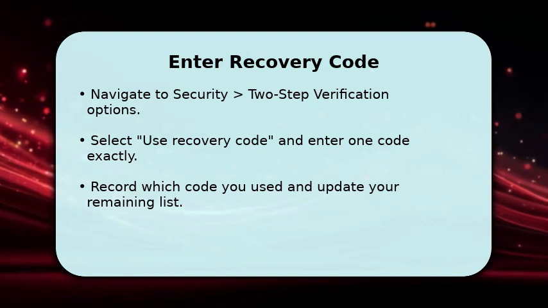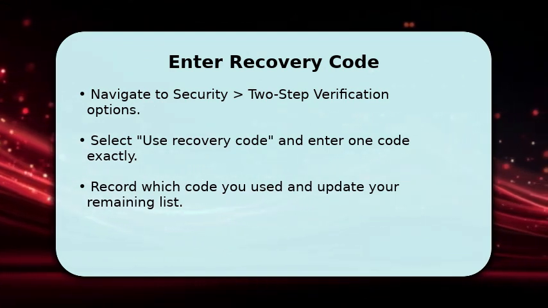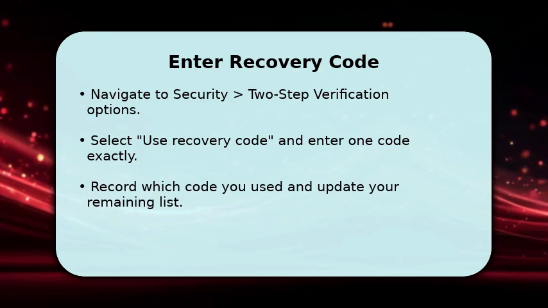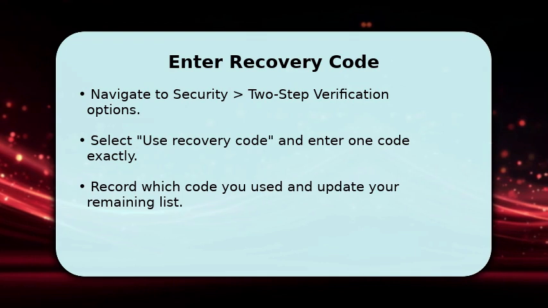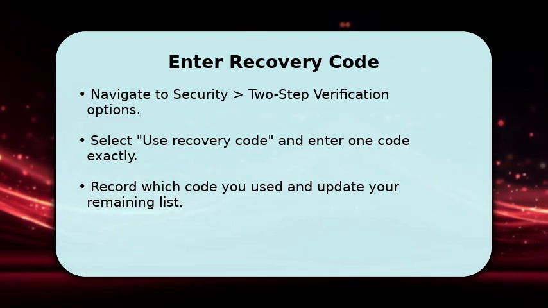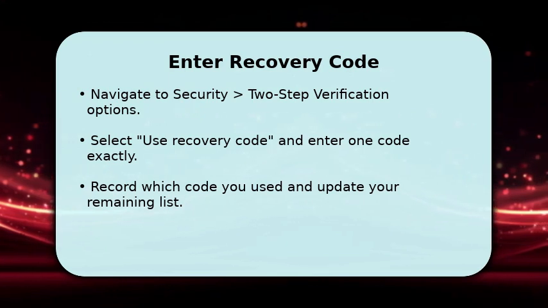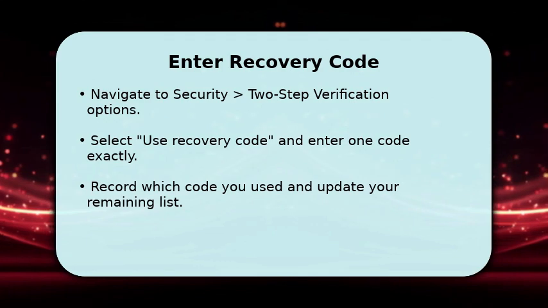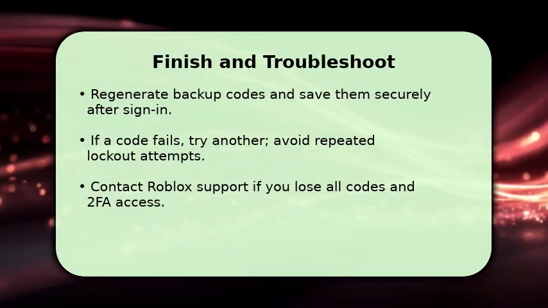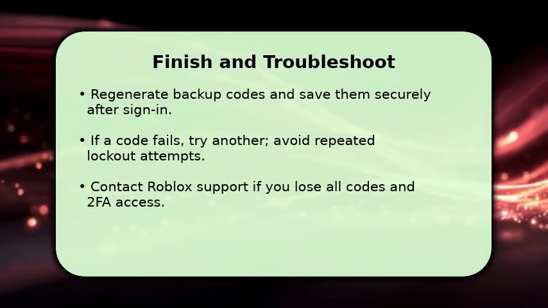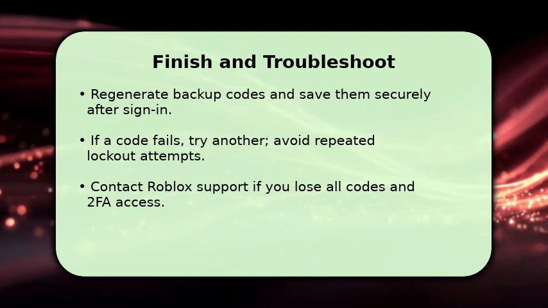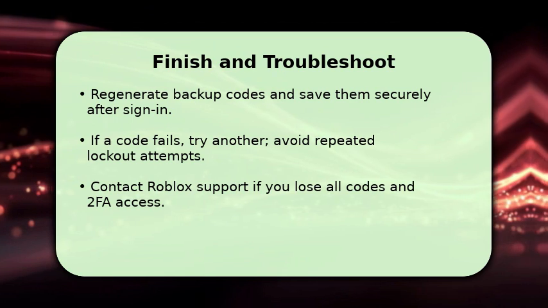After acceptance, Roblox will permit access and often prompt to set a new authenticator or generate new codes. Make sure to note which code was consumed so you can safely remove it from your stored list to prevent reuse confusion later. You finish by regenerating backup codes and storing them in multiple safe places, such as an encrypted file and a physical printout, because redundancy prevents future lockouts.